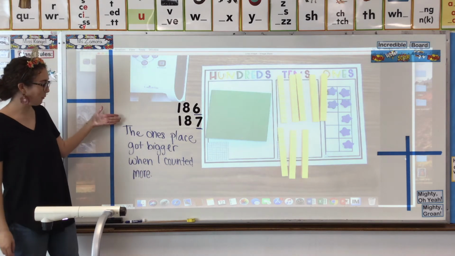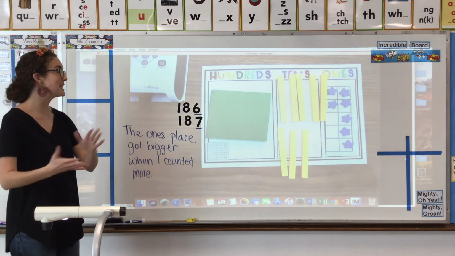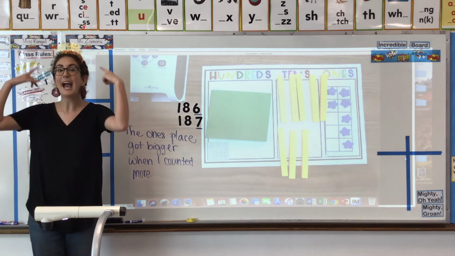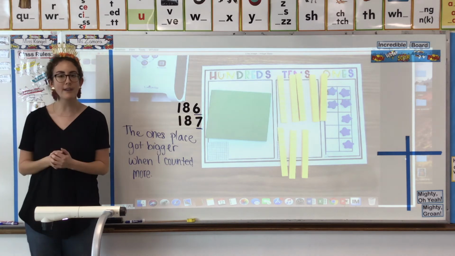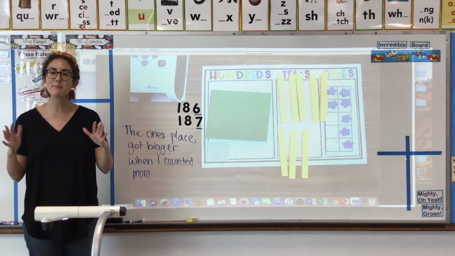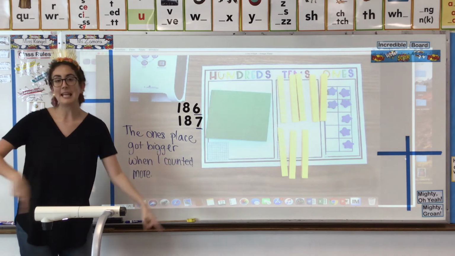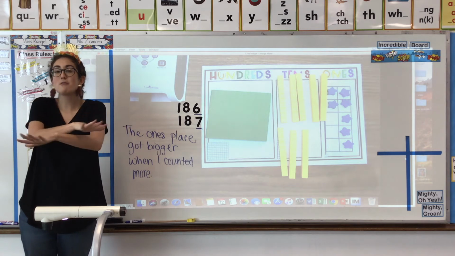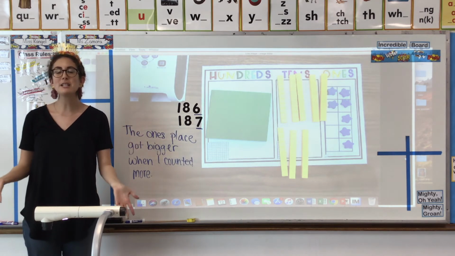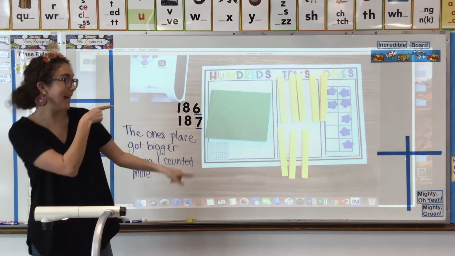We showed that the ones place got bigger when I counted more, which is just what we did on our place value chart. So this skill of counting up and getting bigger values can be described by when we're saying more than. Numbers are more than another. So now that we've been practicing getting more, can you reset your entire board so we can figure out how we describe less than? So everybody reset.